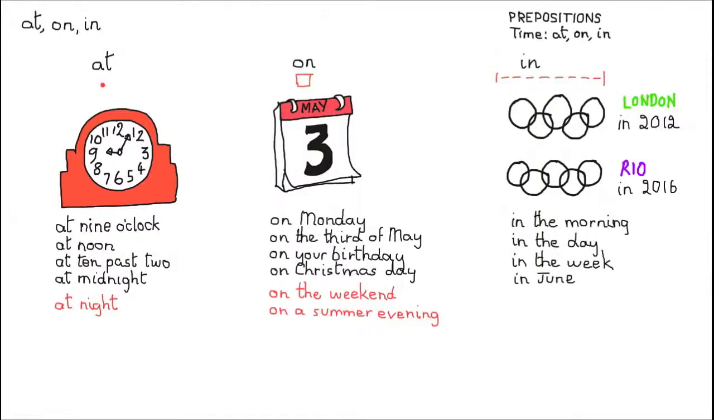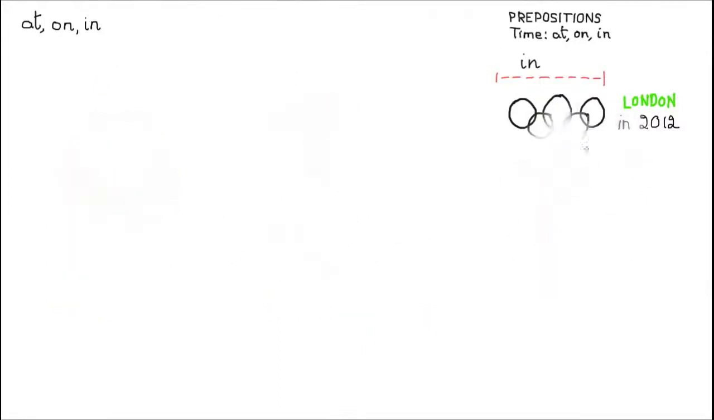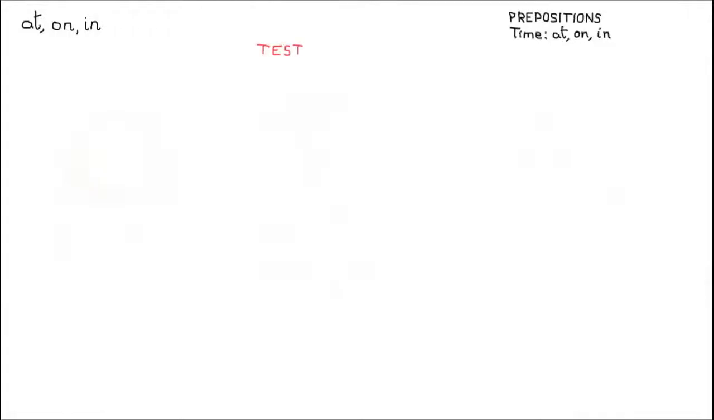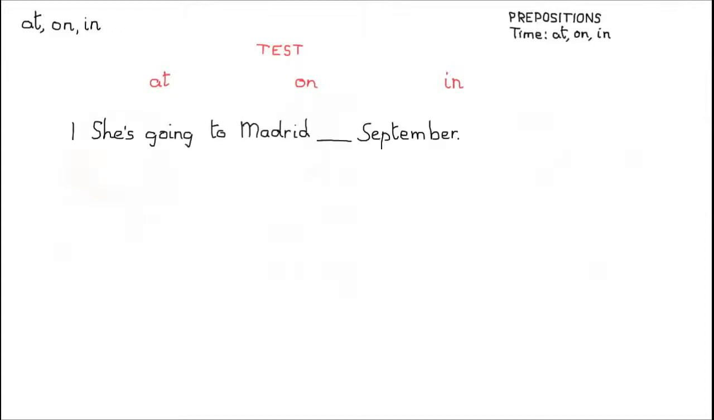So first of all, I'm going to rub all this out. Here we go, I'll just rub it all out. Then I'll put the word test up there at the top. Then I'll write in the three options you've got, at, on or in. And you've got to choose one of them and complete each sentence. Here's the first sentence. She's going to Madrid, blank, September. At, on or in. Make your choice.